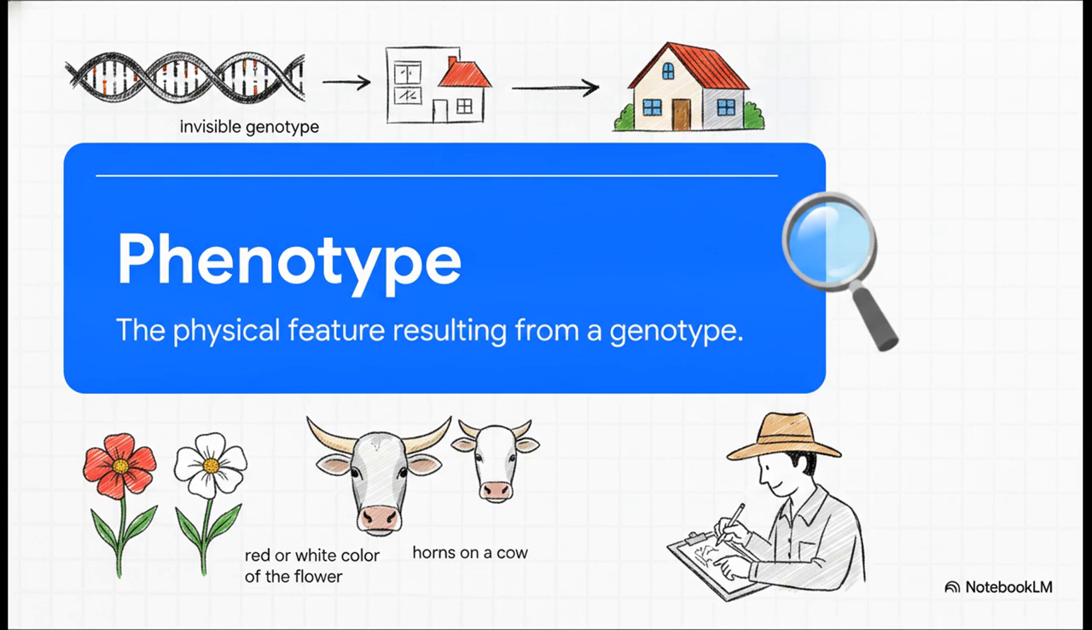Now contrast that invisible genotype with the phenotype. This is the physical feature you actually see. If the genotype is the architectural blueprint, the phenotype is the finished house. It's the actual horns on a cow. A breeder observes the phenotype, sure, but they are constantly fighting to manipulate that hidden genotype.